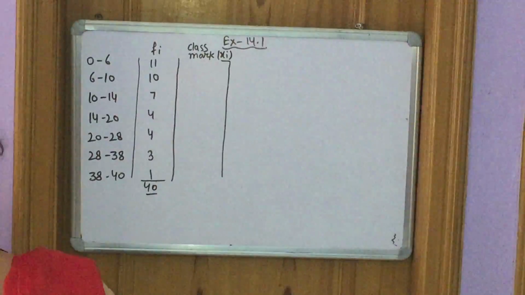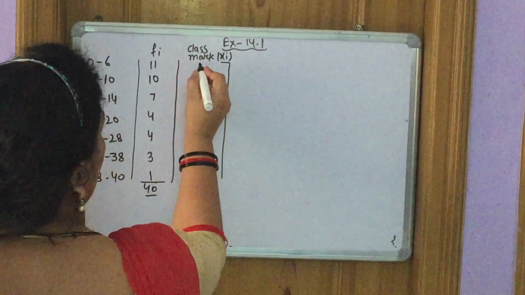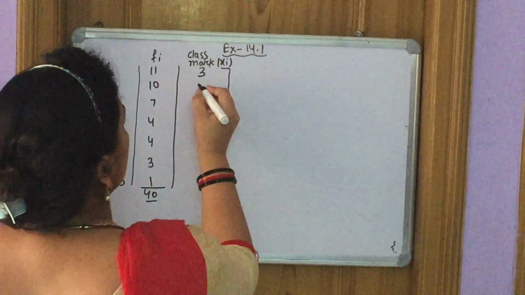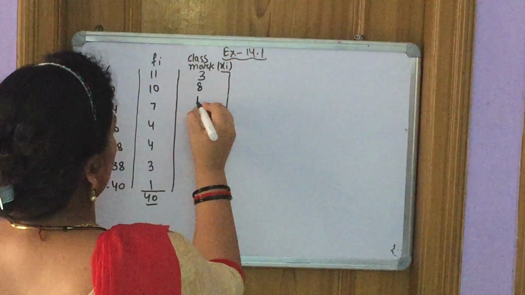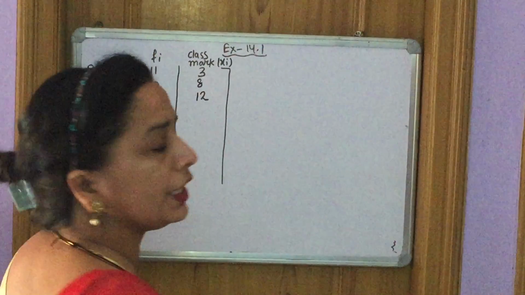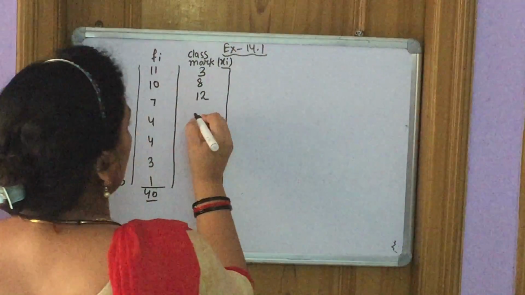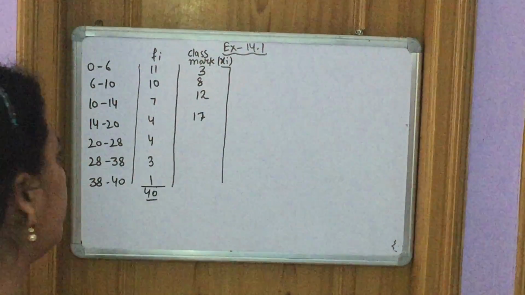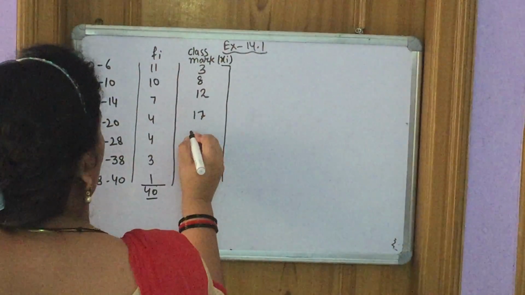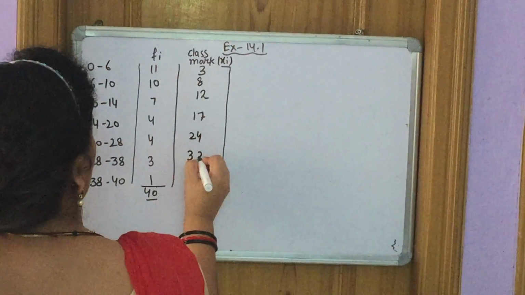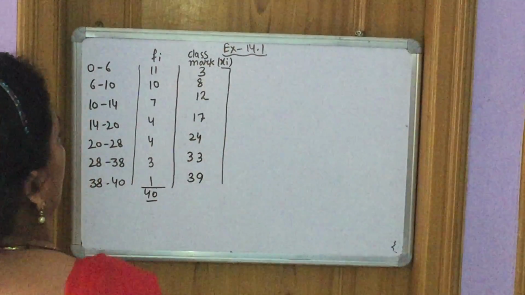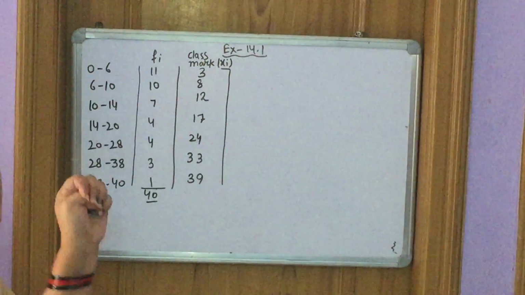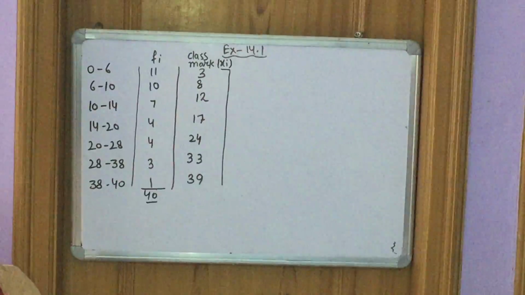So in the first we have 0 to 6, and the mid value is 3. In the second one we have 8, then 12, then 14 to 20. The mid value we can find out by adding the terms and dividing by 2. In the next we have 24, then 33 and then 39. In this question we have to find out the mid value of every interval because the difference is not the same.